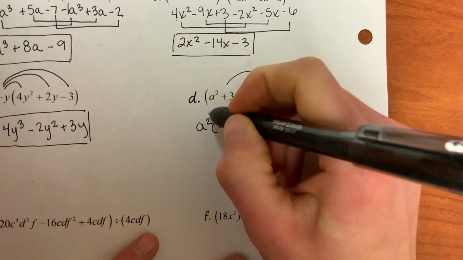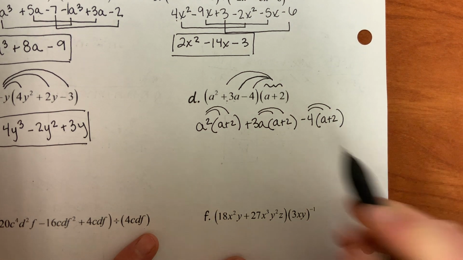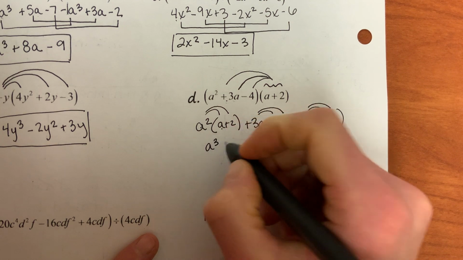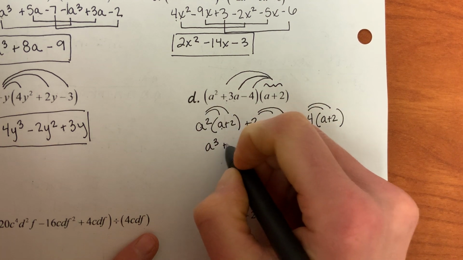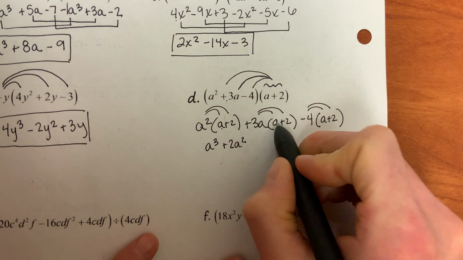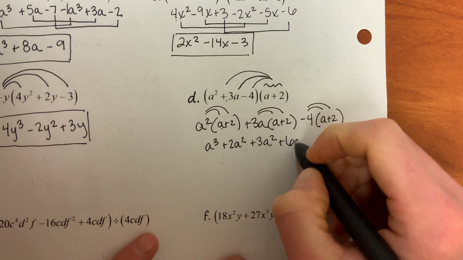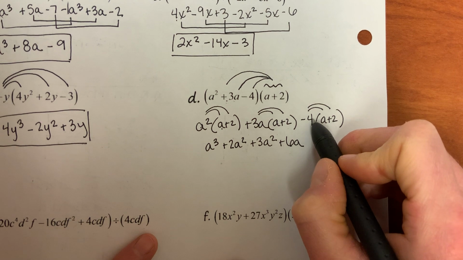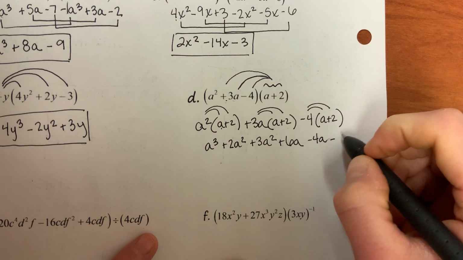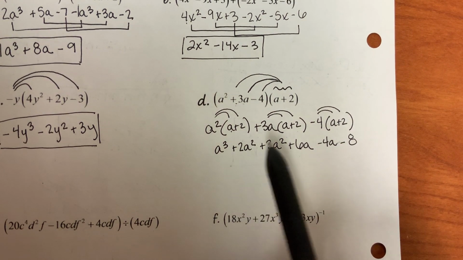All right, so now we can distribute within this expanded version. So a squared distributed to a is a cubed. A squared times 2 is positive 2a squared. Okay, here 3a times a is positive 3a squared. 3a times 2 is positive 6a. Negative 4 distributed to a is negative 4a, and negative 4 to 2 is negative 8. Awesome. Now we just combine like terms and we are done.